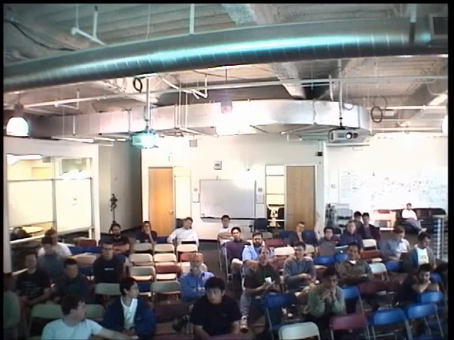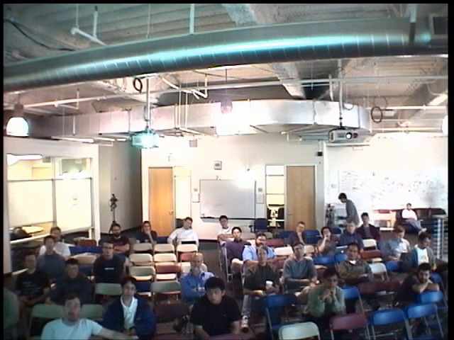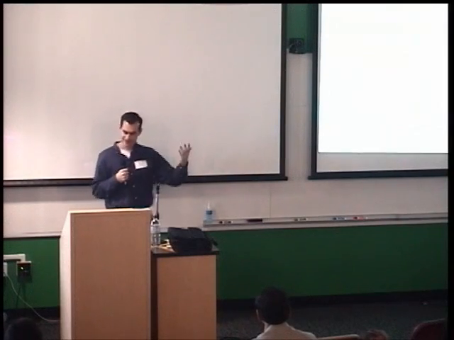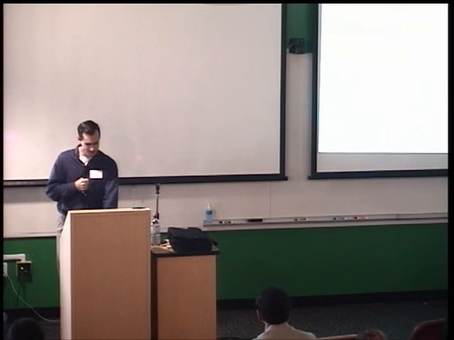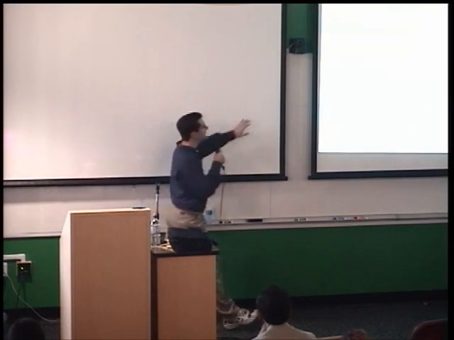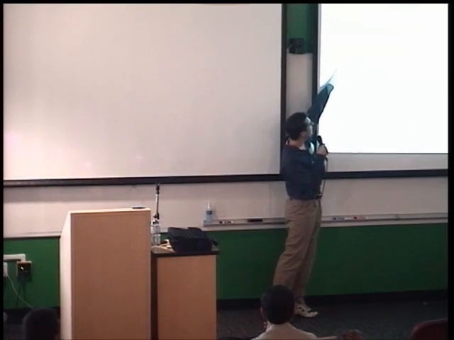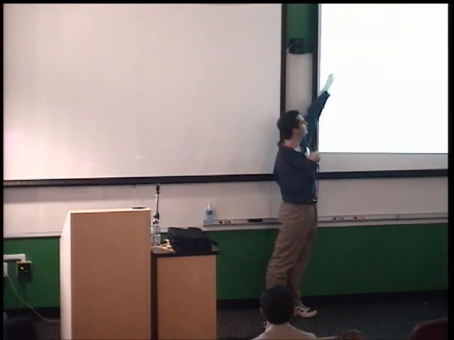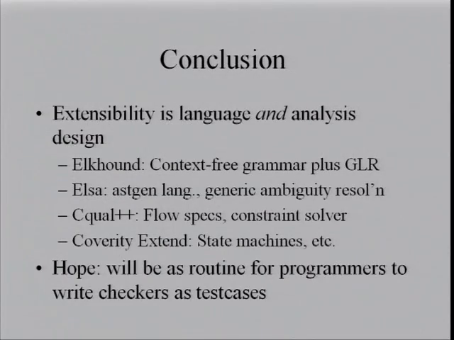Yeah, so is Elkhound open source? Yeah, all of this is open source and available, well, I guess the Coverity is not. But all of these are open source. Elsa and Elkhound are available under a BSD license. Cqual, I think right now, is still GPL, but all of them are available for download at the respective sites on this slide.